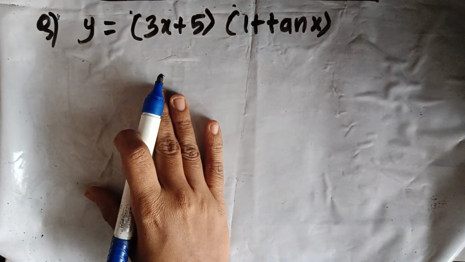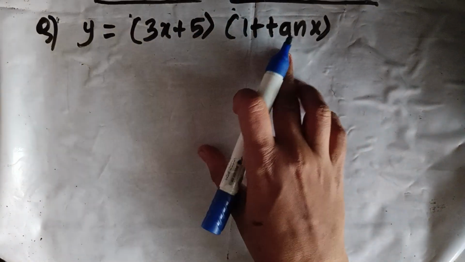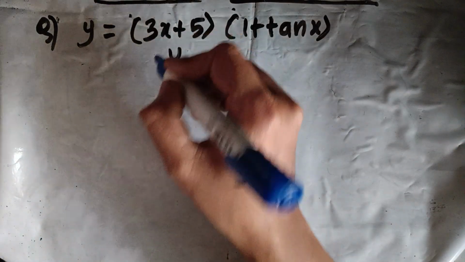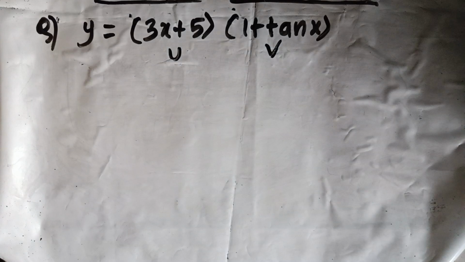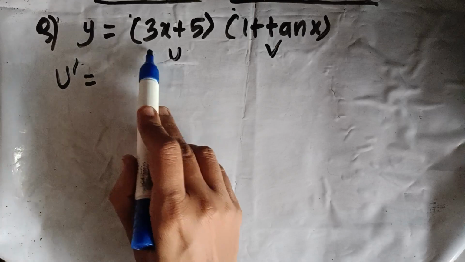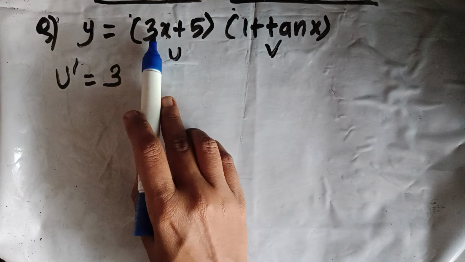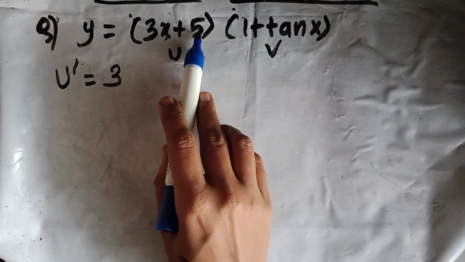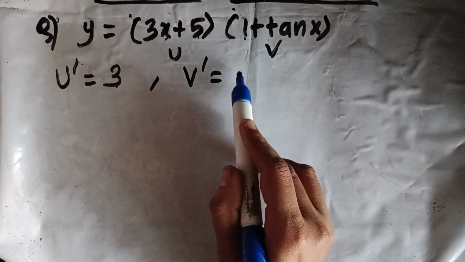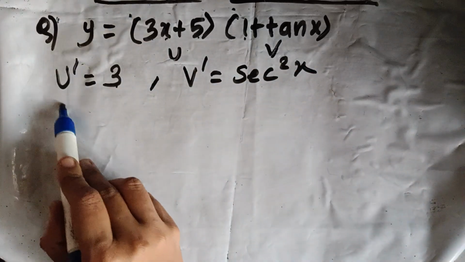Next question, 3x plus 5 into 1 plus tan 10x. Now you don't have to multiply this, okay. This we can take as u, the whole thing, and this as v. So we can use the product rule. So first I'll write u dash, that is derivative of 3x plus 5. It is 3, right? Derivative of x is 1, 5 is 0, so 3 remains. What about v dash? 1 is 0, tan 10x is sec square x. Okay, let's write the derivative.